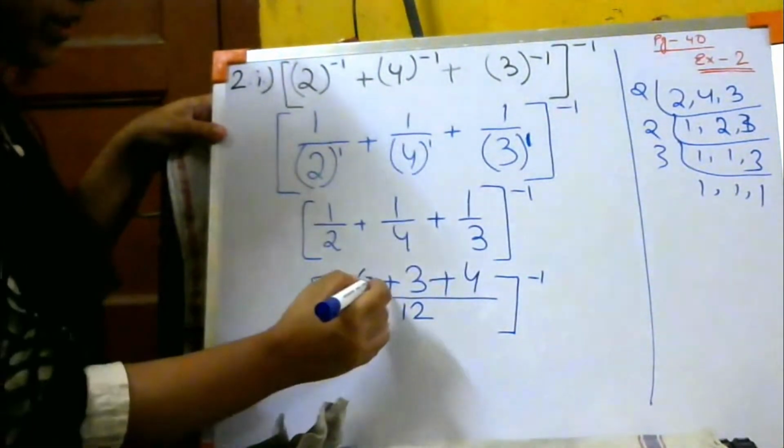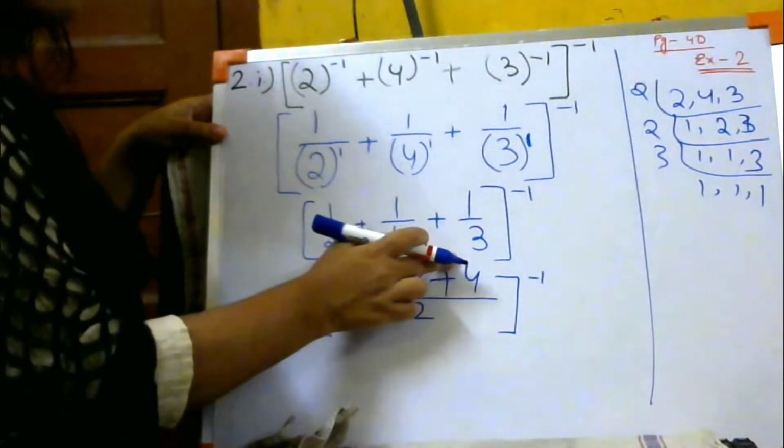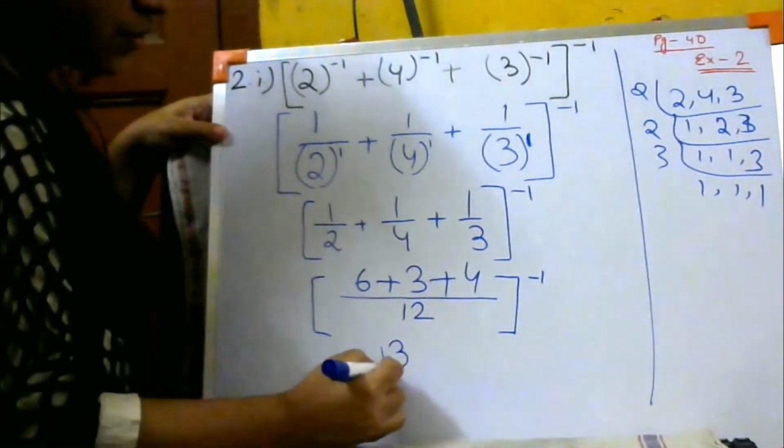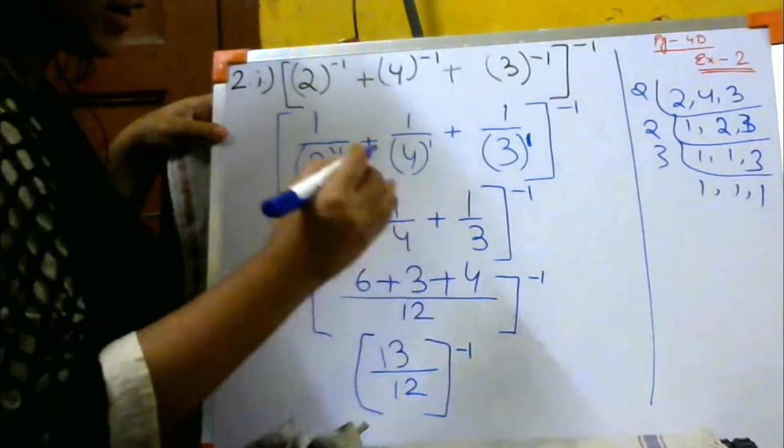Now, let us do it again over here. So, 6 plus 3 is 9. 9 plus 4, what is 9 plus 4? It is 13. So 13 by 12 to the power minus 1.